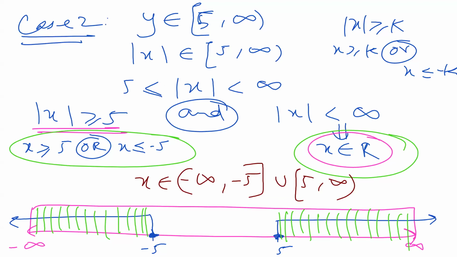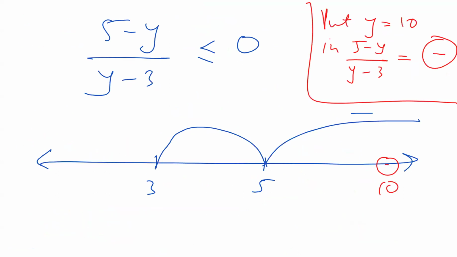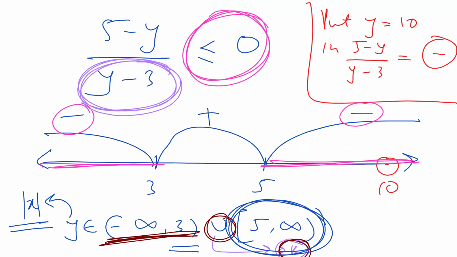Because 0 is fine, na? 5 minus y in the numerator, right? One second, let me just check. So equal to 0 is also okay, na? Okay, sir. Fine, Siddhant. Yes, yes, sir.